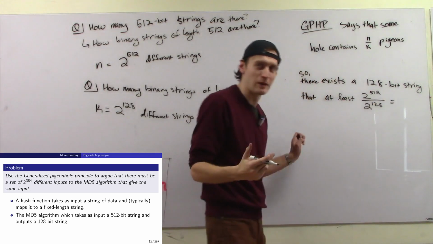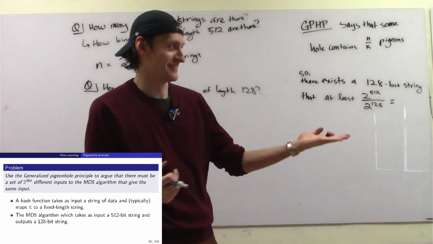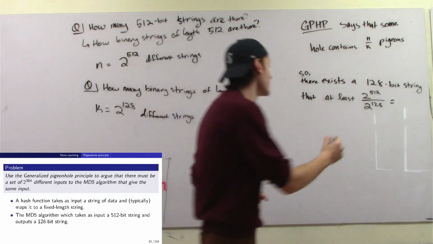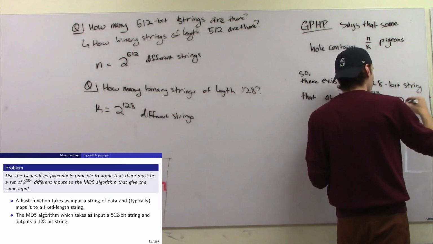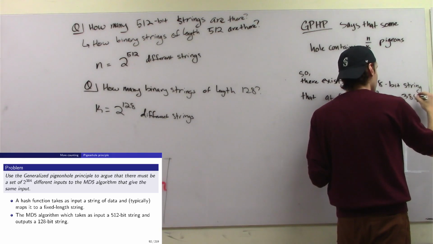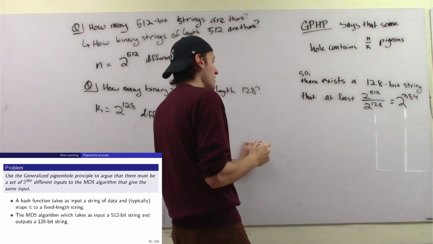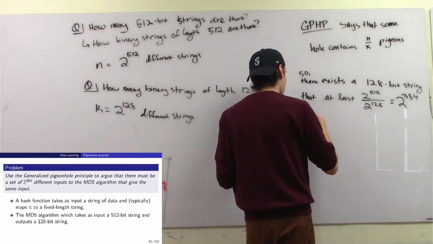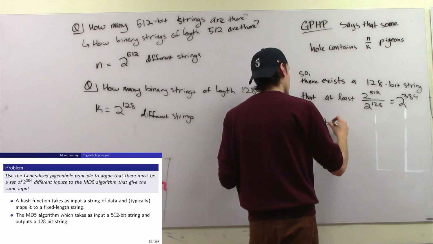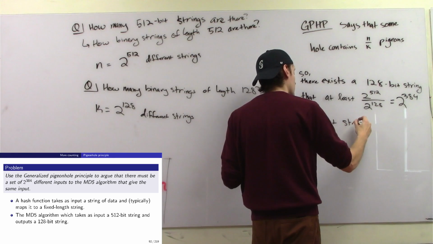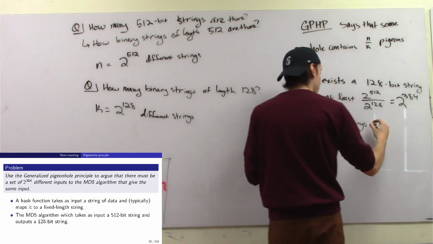Anyone know what this is off the top of their head? Off the board, maybe? This is going to be 2 to the 384, conveniently. 2 to the 384 512-bit strings map to.